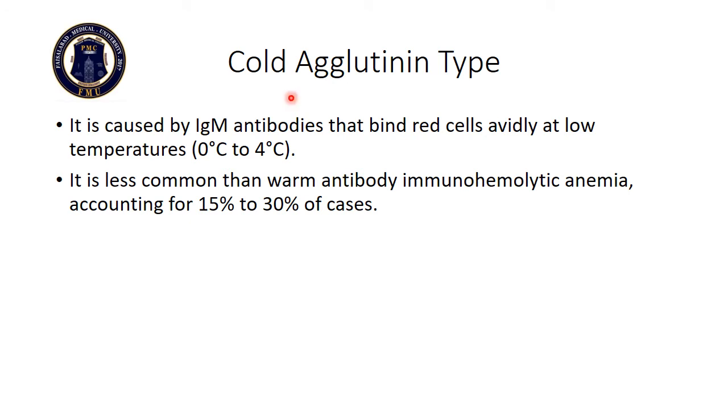Second class is cold agglutinin type. It is a self-explanatory term which shows that red blood cell agglutination will occur at a colder temperature. It is caused by IgM antibodies that bind red blood cells strongly at a lower temperature. It is less common than the warm antibody type, accounting for 50 to 30% of cases.